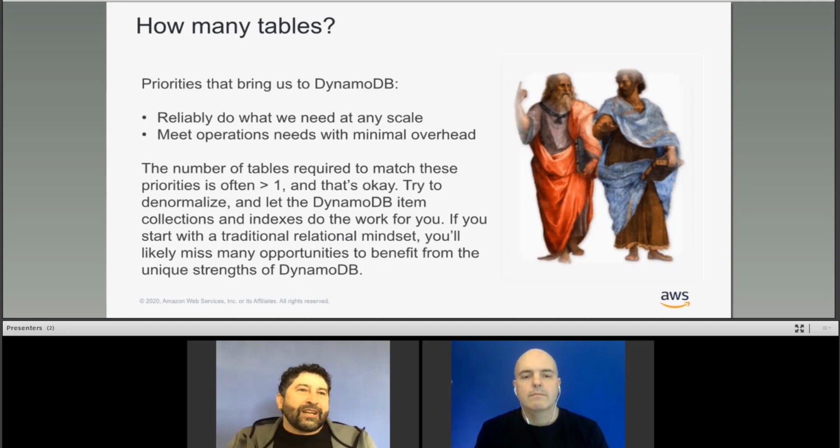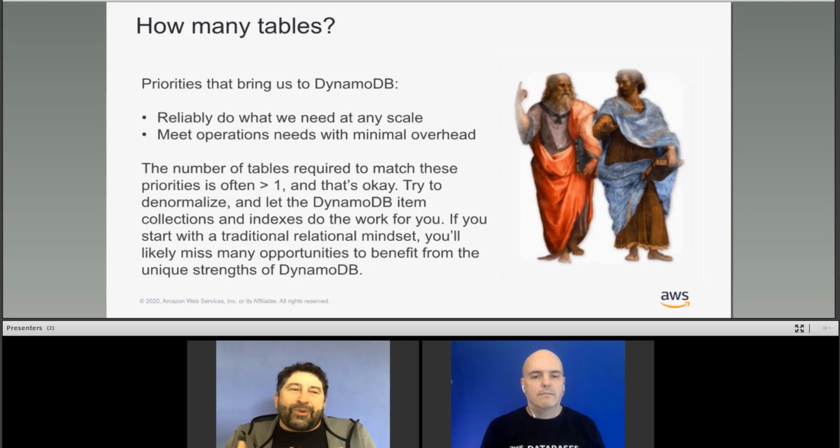So the number of tables required to match these priorities is often more than 1. That's okay, but please try to denormalize when you can, and let the DynamoDB item collections and indexes do the work for you. If you start with a traditional relational mindset and third normal form, many different tables, a table for each entity type, you're probably going to miss some really awesome opportunities to benefit from these unique strengths of DynamoDB.